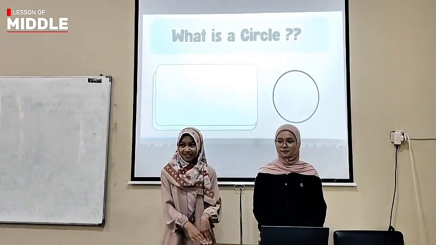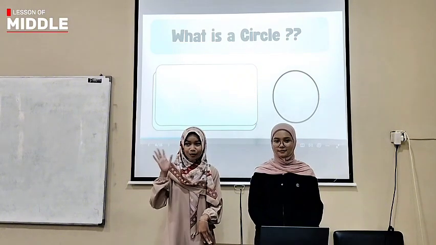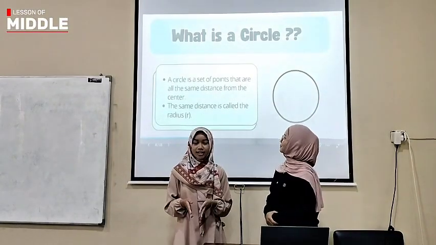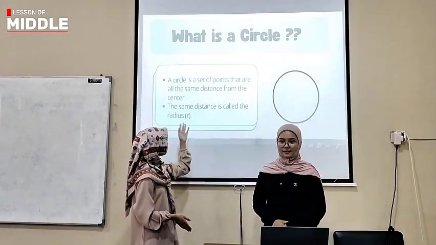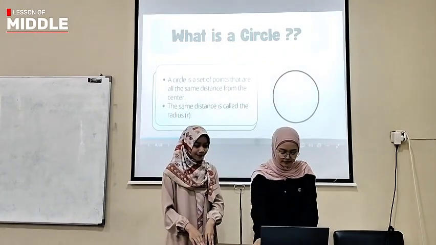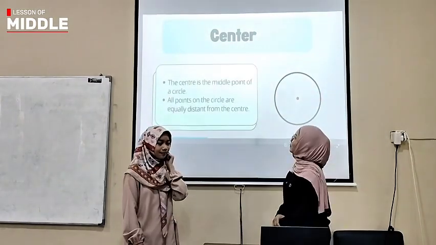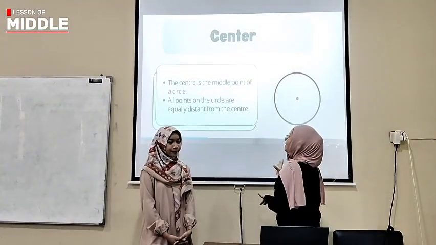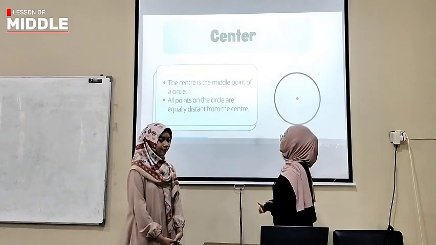What is a circle? Does anyone know the definition? A circle is a set of points that are all the same distance from the center. Okay, that's right. A circle is a set of points that are all the same distance from the center. The same distance is called the radius. And the point in the middle of the circle is called the center point. All points on the circle are equally distant from the center.